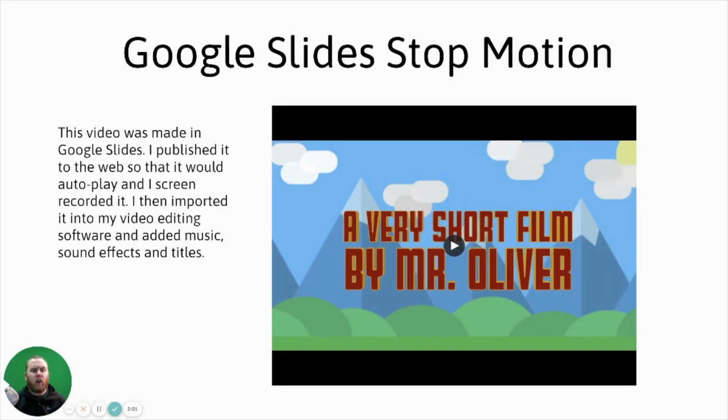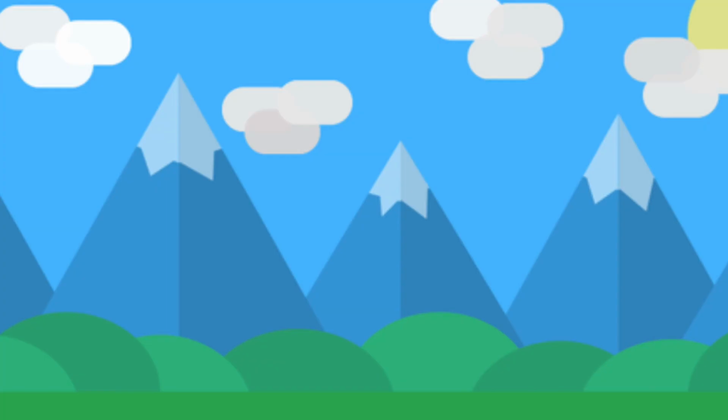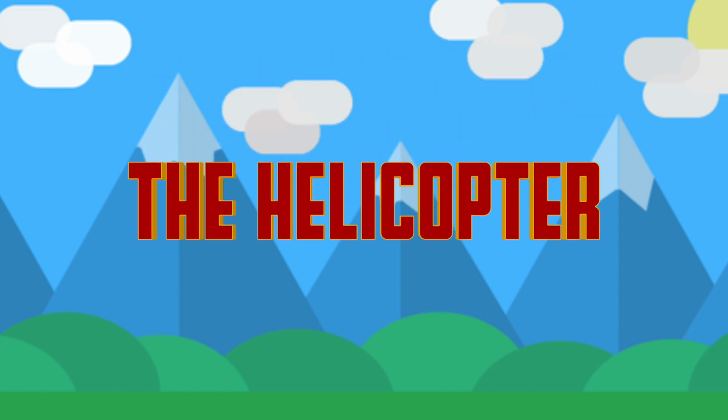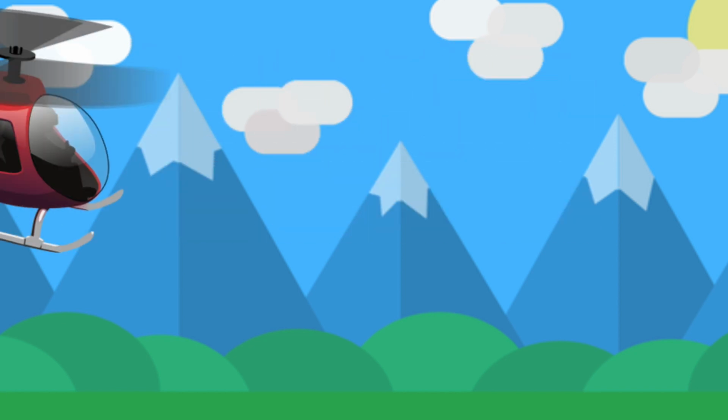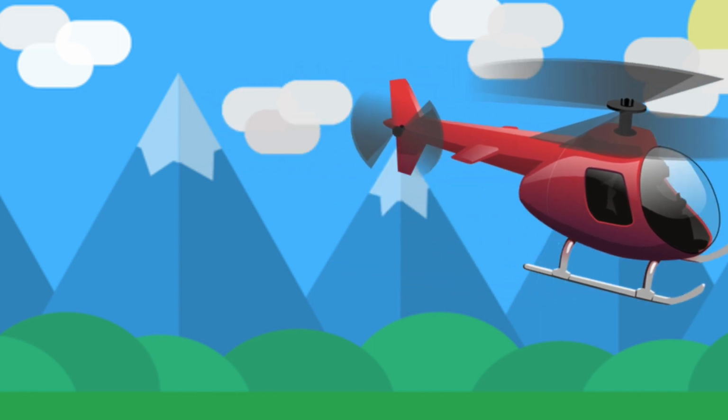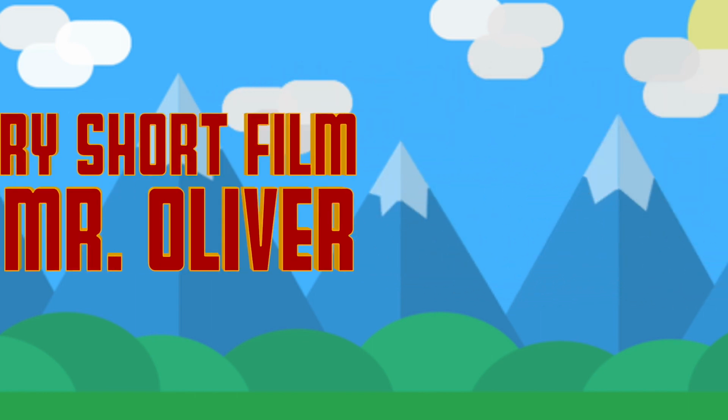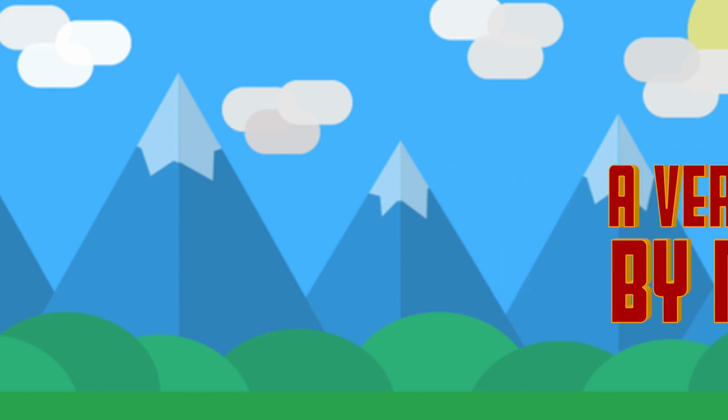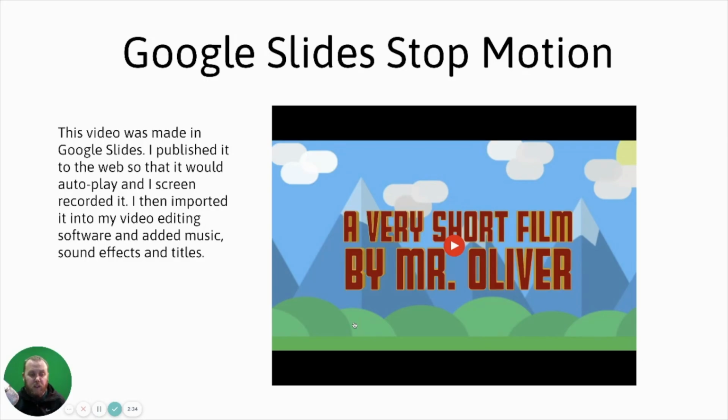This video here was made in Google Slides, and I published it to the web so it would autoplay, and then I screen recorded it, and then I imported it into my video editing software, added some music, some titles, and some sound effects. I'll play it here. That was my very, very short film called The Helicopter, and this was just made in Google Slides. It's really a quite simple project, and I'll show you how to do it.